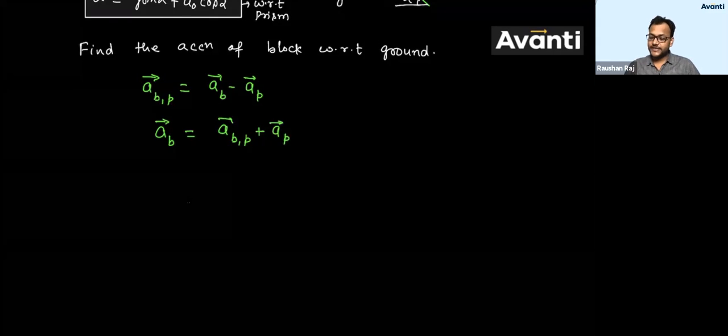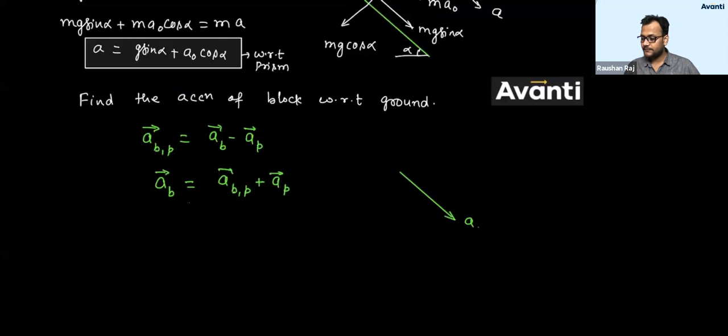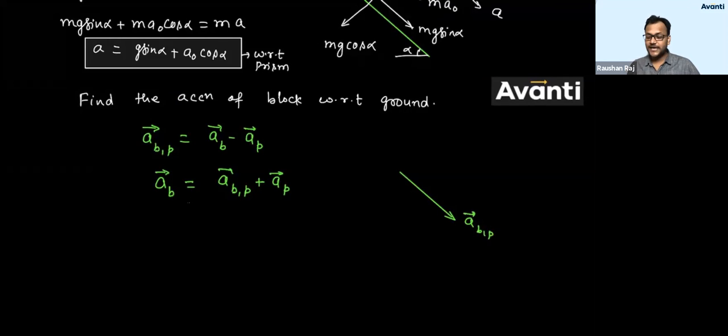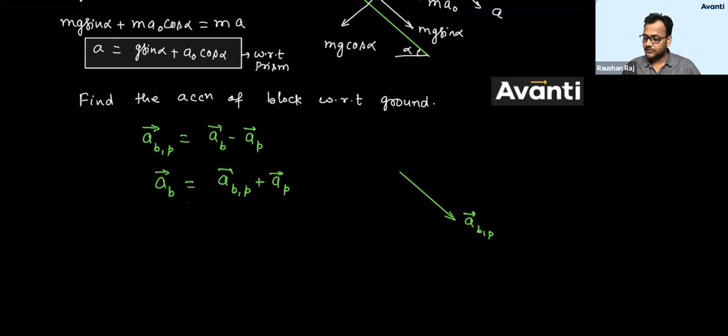Now there are two vectors that we have to add. One of them is acceleration of the block with respect to prism, the other is acceleration of prism with respect to ground. What are the directions, bachcha log? Acceleration of the block with respect to prism is this one, like this. What is the acceleration of the prism? Leftward.